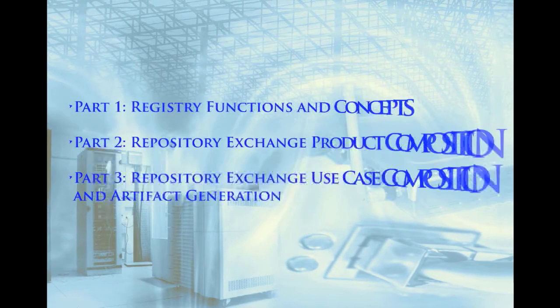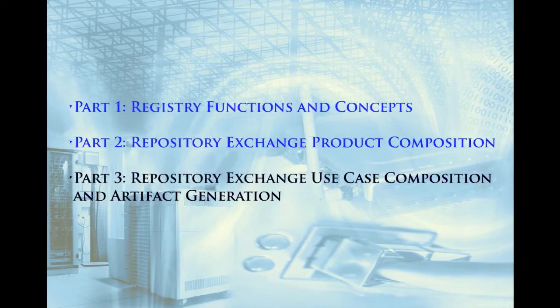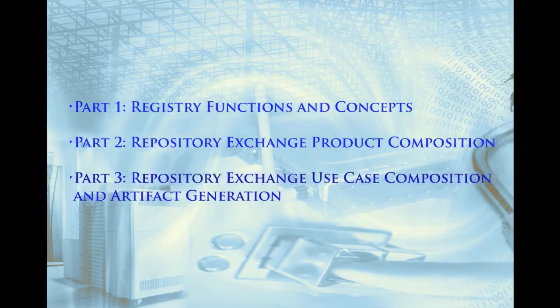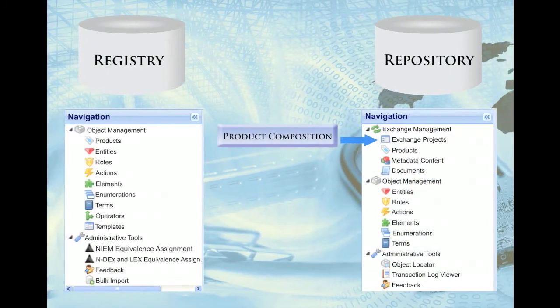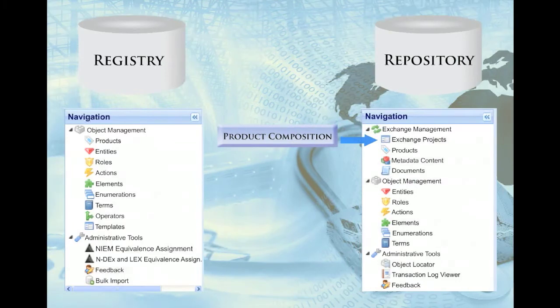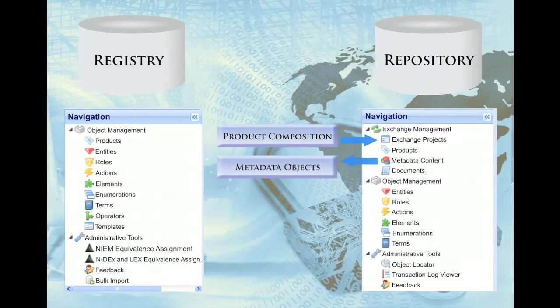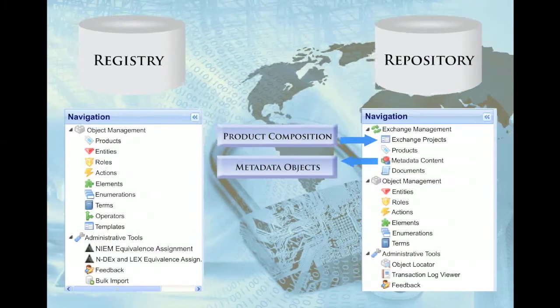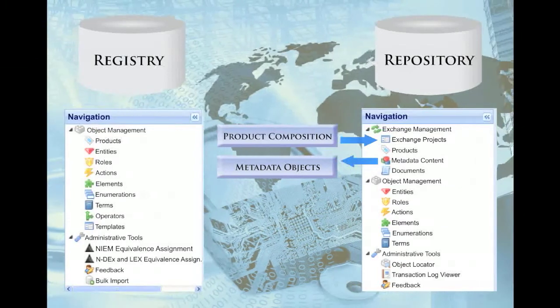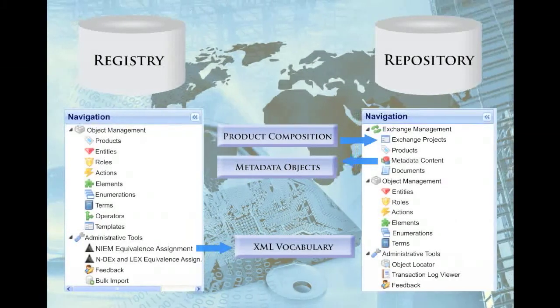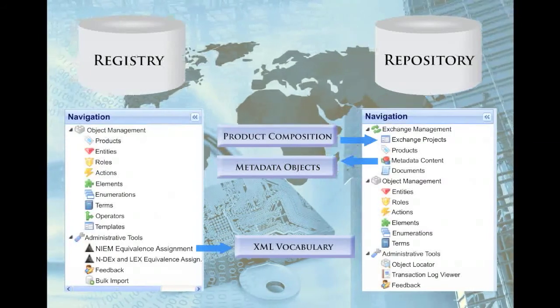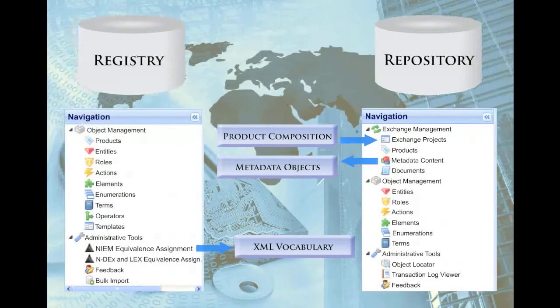One of the major parts of an information exchange is defining the exchange use case that will use the exchange payload for distributing information. The repository provides a composition function for building these use cases as projects. Exchange metadata is added to the use case through the selection of metadata objects. Finally, for generation of runtime artifacts, schemas, or standards documentation formats, an XML vocabulary is assigned to the use case project.